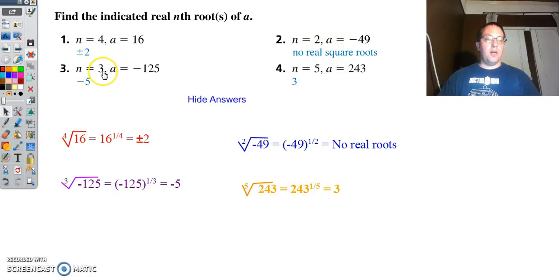Here we have an odd value of n, which means we will get one solution. And since a is negative, our solution is also going to be negative. So we have negative 125. Here again, we're going to have just one solution because n is an odd number. a is positive, so we're going to get the positive fifth root of 243, which is 3.